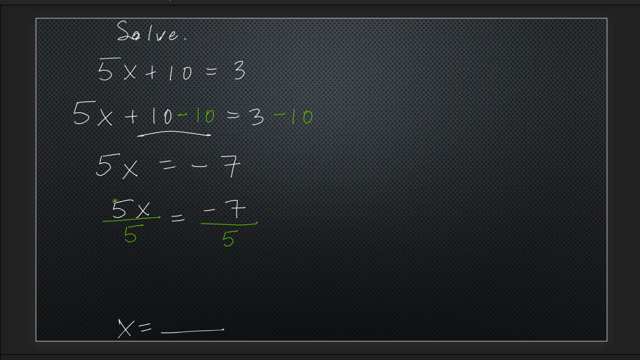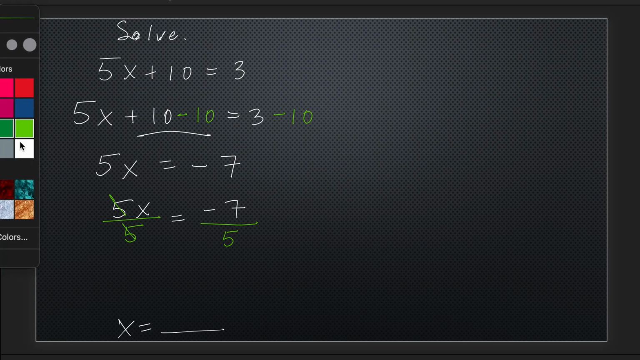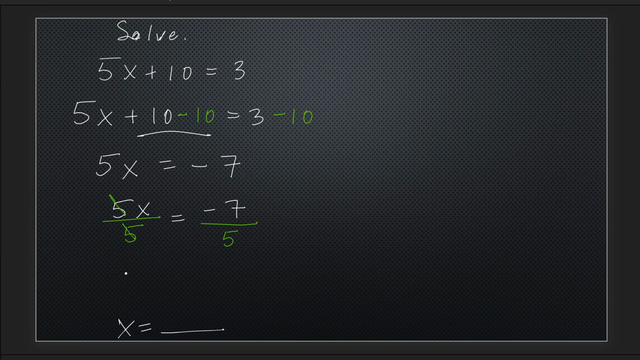What happens is these 5's cancel because 5 divided by 5 is 1, and 1 times x is just x. That's how we get x by itself. And then this is a fraction that's actually reduced, so negative 7/5. So x is negative 7/5. And you'll look in the multiple choice for that answer. So replay that if you need to see how that works.